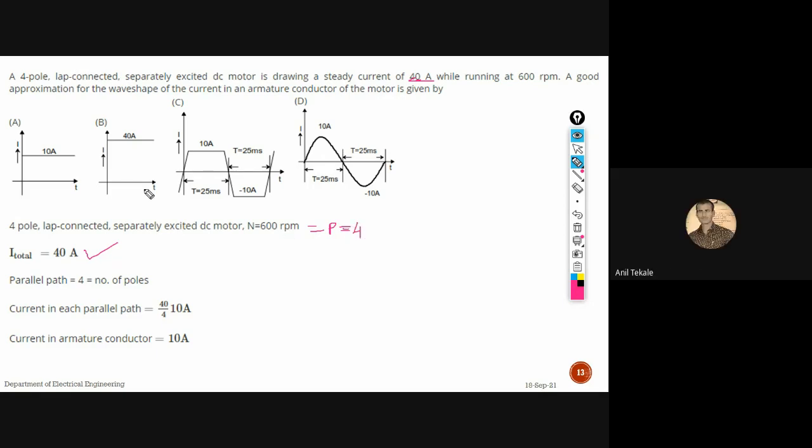So tell me, in case of lap connected, what is A? A means parallel paths. So in lap winding, what is A? What is the relation of poles and parallel paths in case of lap winding? That is equal to 4. A is equal to P. Is it correct?